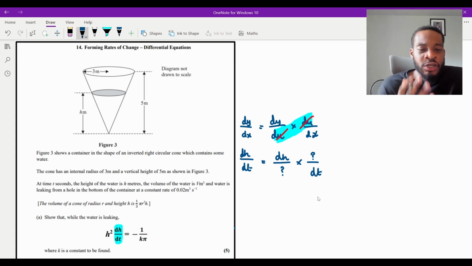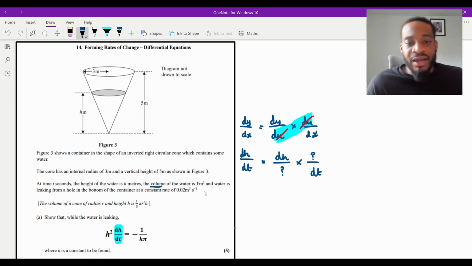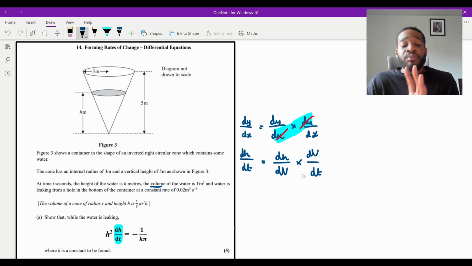Now just have a look at the question. It's very easy to spot. Now let's read it again. At time t seconds, the height of water is h meters. The volume of water is V. What other variable is in this question? You have h, you have t. Volume hasn't been used. It's going to be V. So I'm going to change these to dV's. It's the most logical thing to do. Okay, so this is my equation.